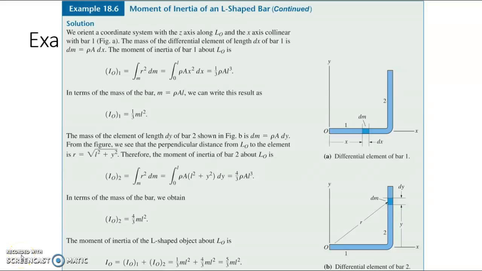So, in the previous example, we looked at the moment of inertia of an L-shaped bar about an axis going through the point O and perpendicular to the plane of the paper. And if you recall what we did, we found the moment of inertia of the lower bar, then we found the moment of inertia of the upper bar through integration, and then we added both to figure out the moment of inertia of the combined system, the lower and upper bar, which is the L-shaped bar about point O.